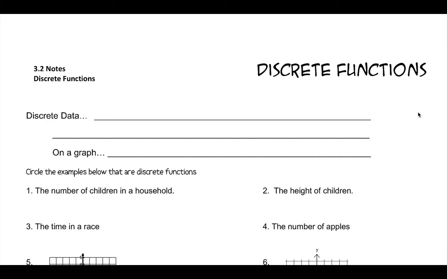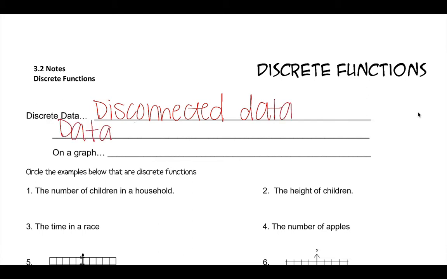So discrete data. This is disconnected data. Discrete data is data that is counted. So you can't have halves, you can't have decimals. This data is only whole numbers. So on a graph, these are going to be points.